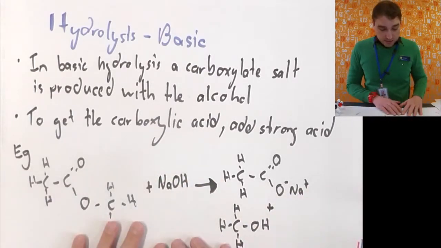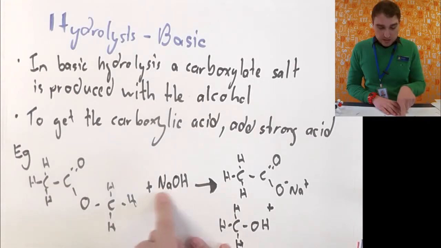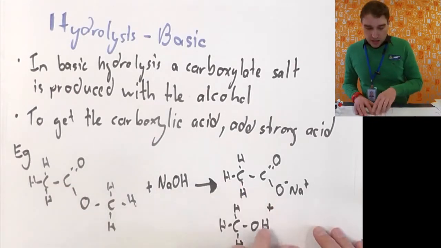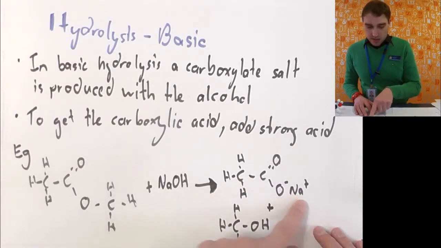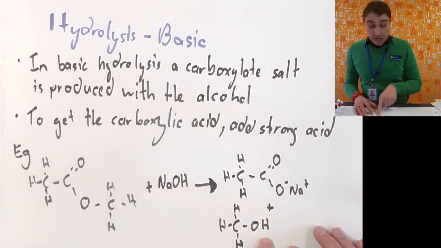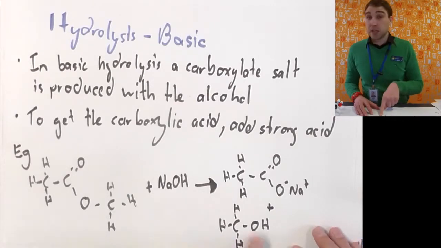So here's our example down here. We've got methyl ethanoate again. This time we're reacting it with sodium hydroxide. That's our base. We're breaking it up. We're getting our salt here. So our salt there would be sodium ethanoate. So 2 carbons there, and a sodium ion here. So sodium ethanoate, and the alcohol, methanol, is what we get back.